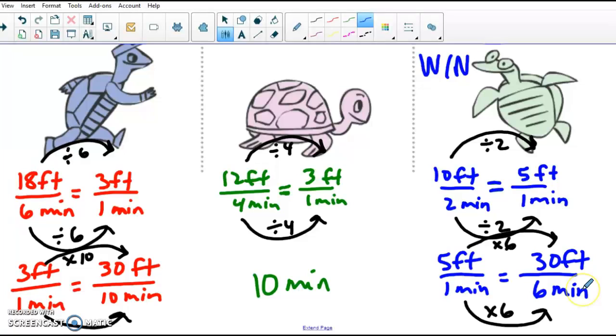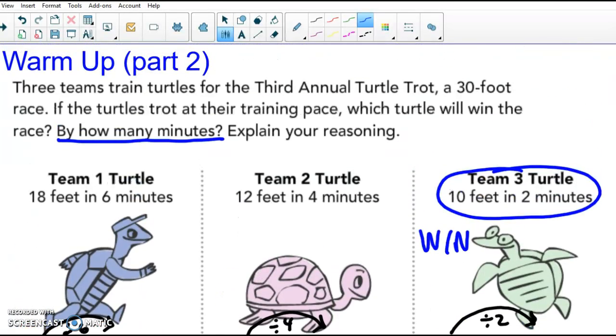So this third turtle is going to win the race in 6 minutes, which is 4 minutes faster than the other 2 turtles. So he is going to win by 4 minutes.